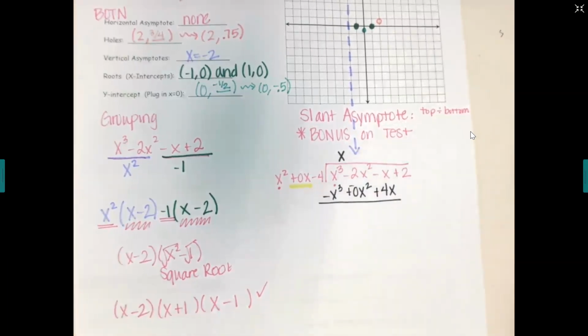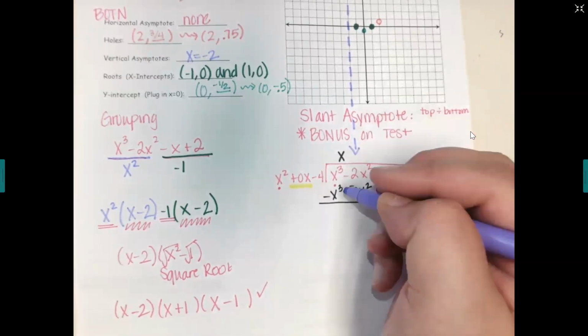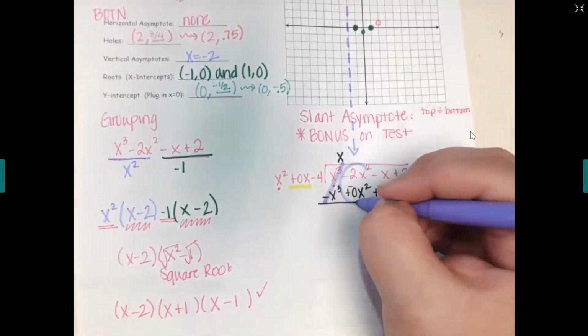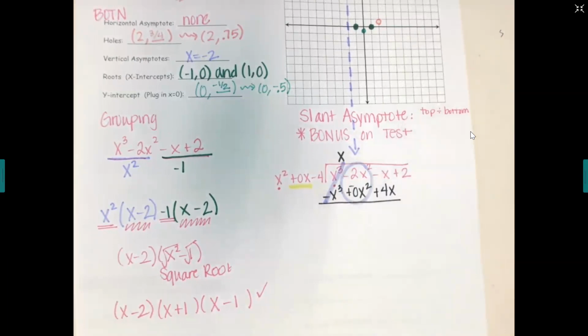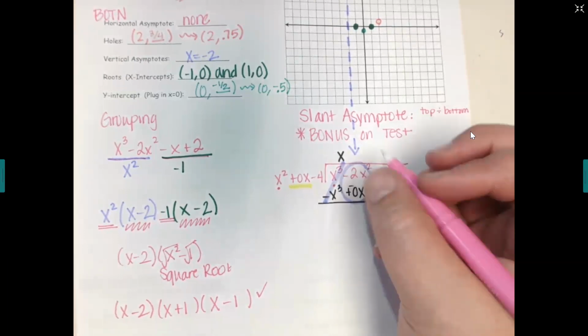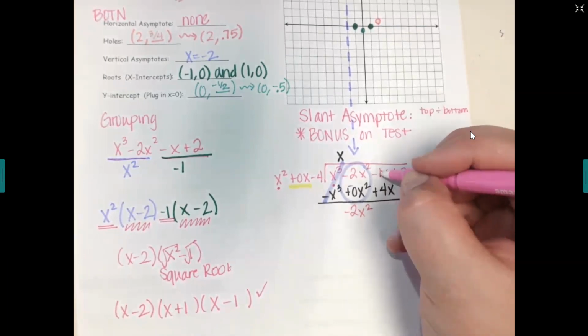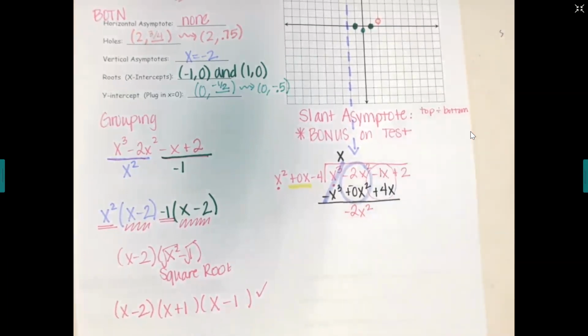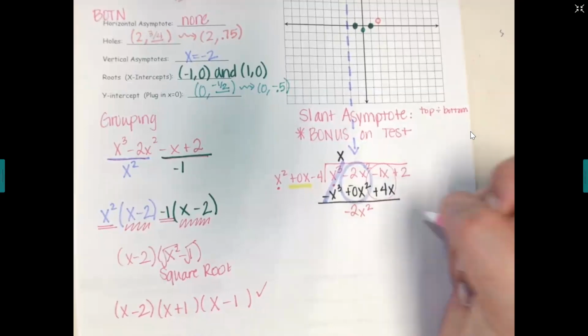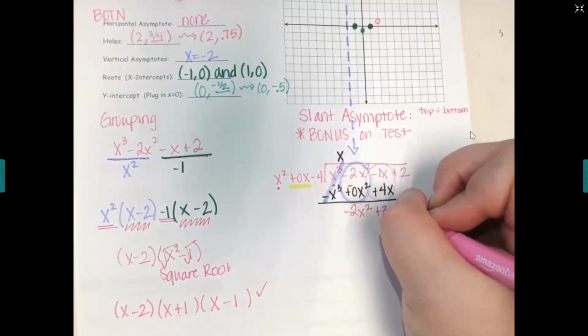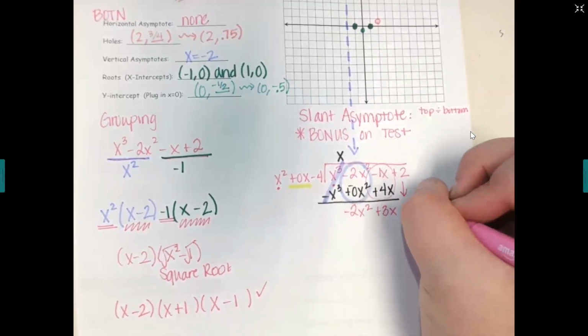X cubed minus x cubed, what happens there? Cancels out. What's negative 4, or I'm sorry, negative 2 plus 4 minus 0, it doesn't matter. Still negative 2. And then for the last one, that's a negative 1 plus 4x. What's the next term? 3x. And then carry down plus 2.